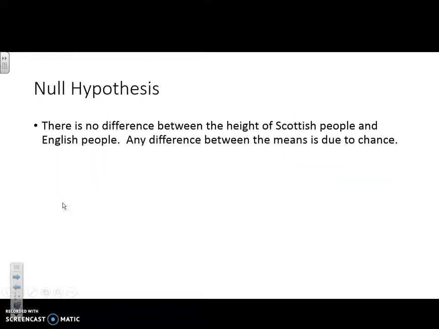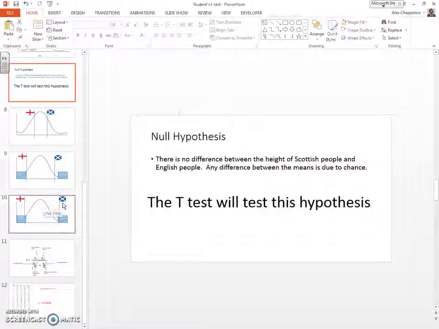If we can't remember what that is, okay, here we go. And I have to say that there is no difference between the height of Scottish people and English people. Any difference between the means is due to chance. So although those means are different, it's just due to random sampling chance.